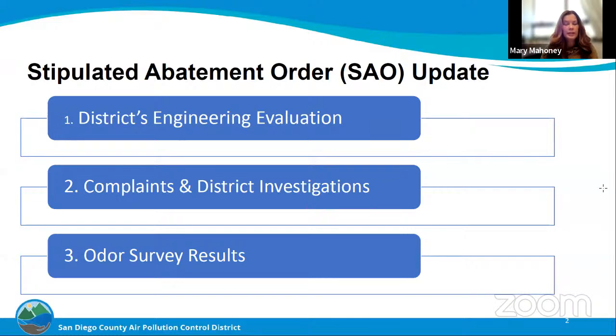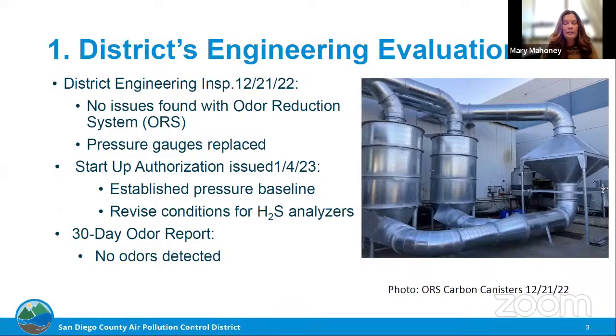Slide 3, please. The district's engineering staff conducted an on-site physical inspection of New Leaf's ORS on December 21st, 2022. And as mentioned in the last progress update, New Leaf needed to replace the pressure gauges on the carbon vessels. New Leaf did install new pressure gauges before the district inspection on the 21st. The new gauges were installed to better reflect the expected pressure reading ranges of the ORS. District engineering staff found no issues during this inspection.